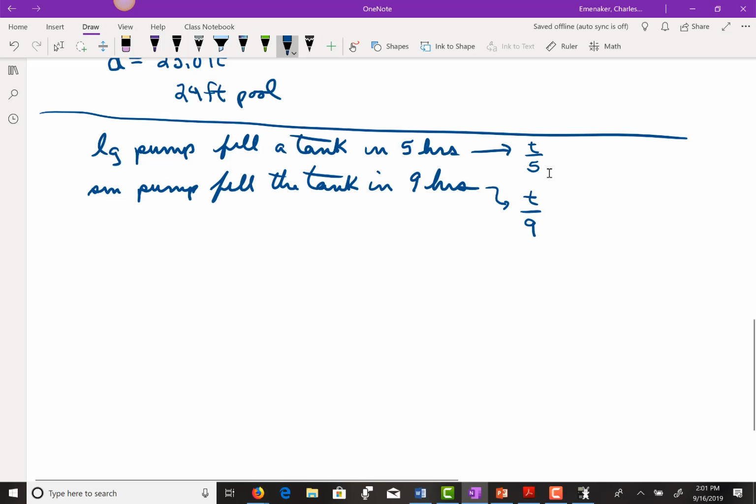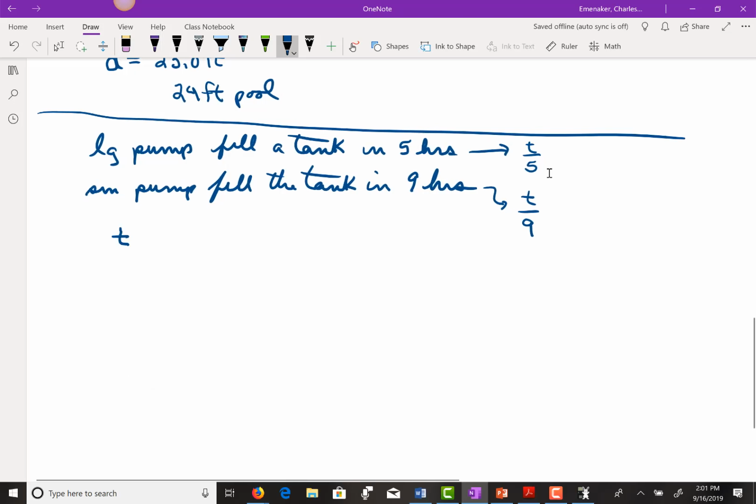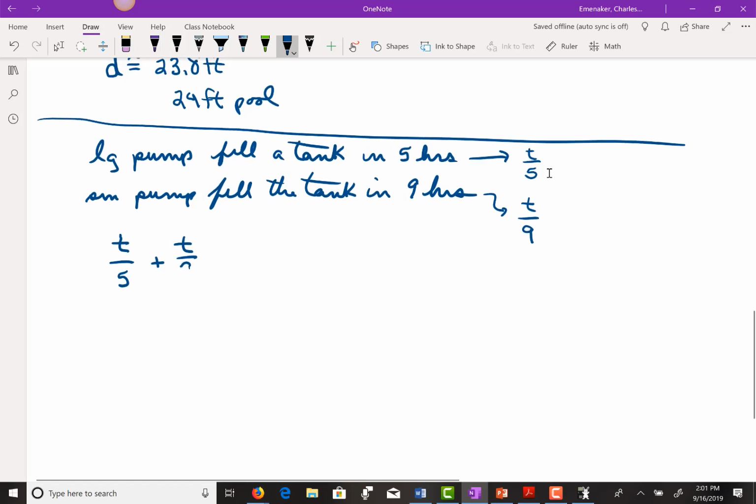Does that make sense? Okay. Everybody good so far? So in 1 hour's time, the one can do 1/5 of the tank, and the other one can do 1/9 of the tank, or 1/9 of the total job, 1/5 of the total job. And if this is doing 1/5 of the total job, and this is doing 1/9 of the total job, the total job is going to add up to 1. 1 livestock tank filled.